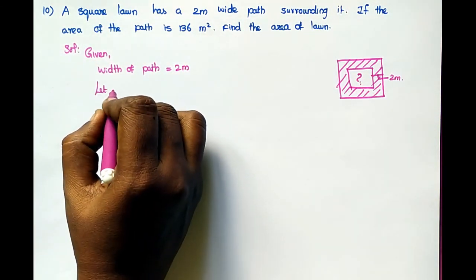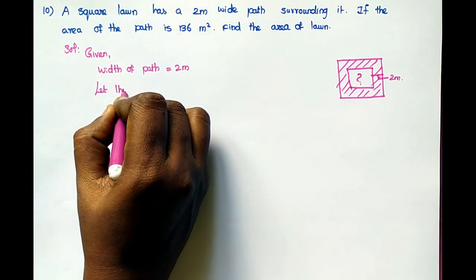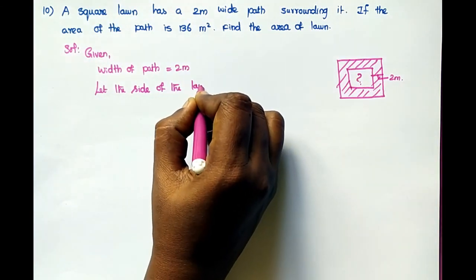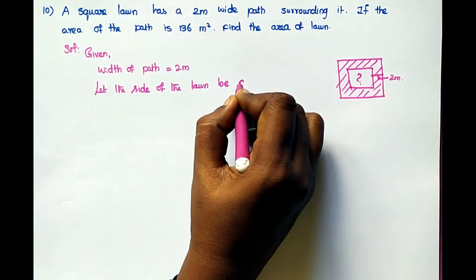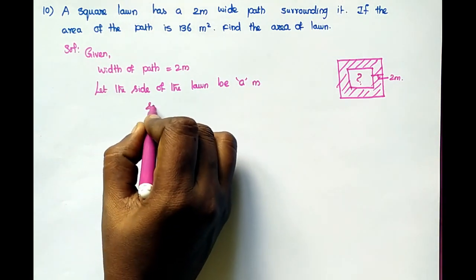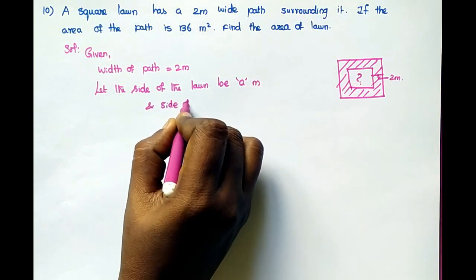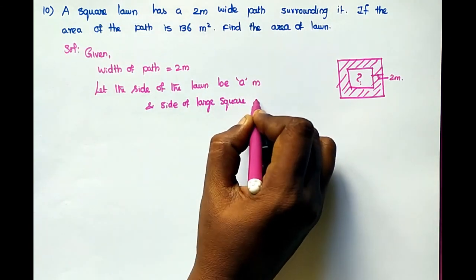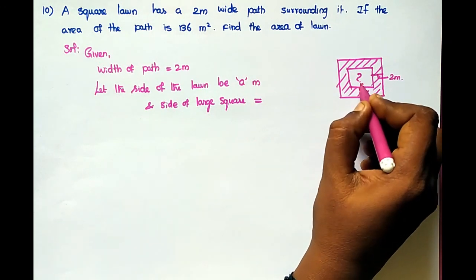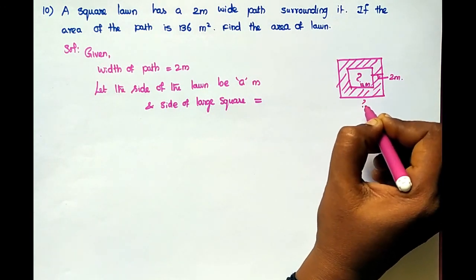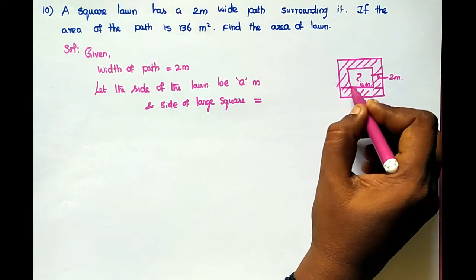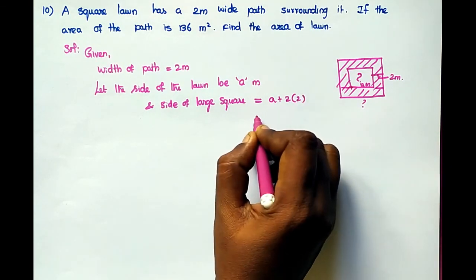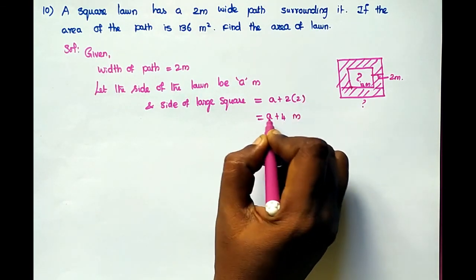Let the side of the lawn be a meter and the side of the large square, it is a meter means what is this one? That means add the width 2 times. So a plus 2 into 2, that means a plus 4 meter.